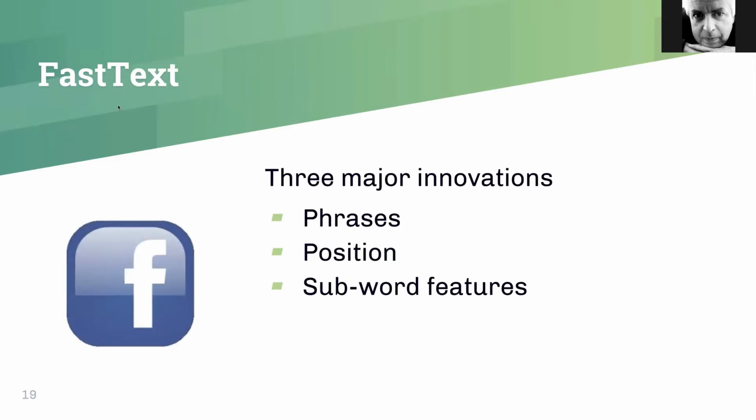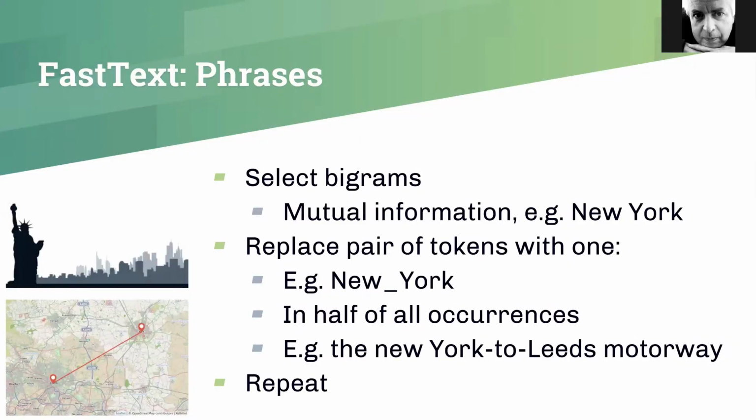FastText has three major innovations over Word2Vec and GloVe. They deal with phrases, position, and subword features. So FastText is able to deal with phrases. The way they do this is they select some bigrams or two-word phrases from the training corpus using a metric called mutual information. This essentially measures whether two words appear together more than would be predicted by random chance.